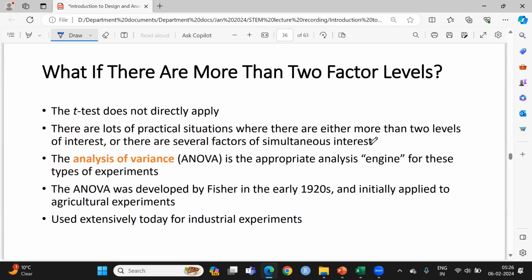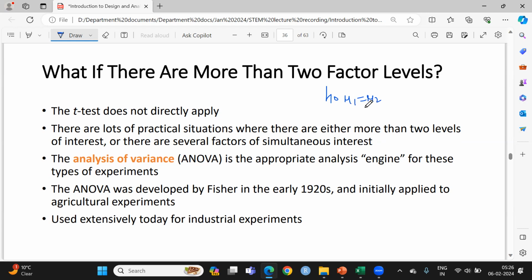So now the main topic that I want to discuss with you, that we have discussed till now, is how to do the analysis of testing of mean of the two groups. But in real life it may be possible that we have more than two factors, more than two levels. Then how to proceed further?